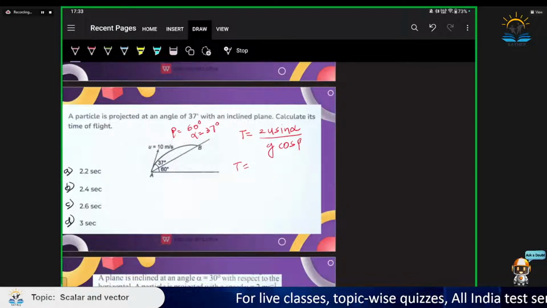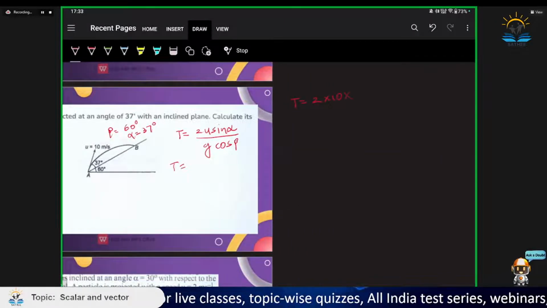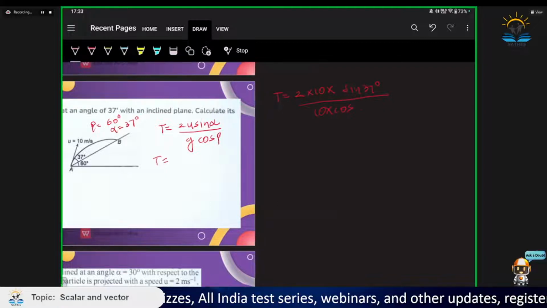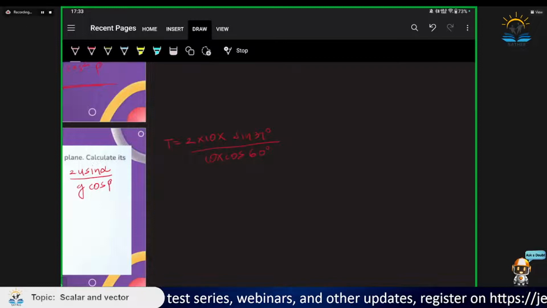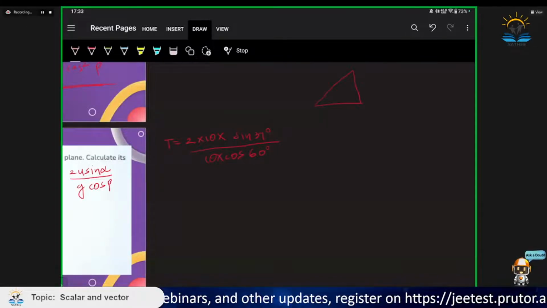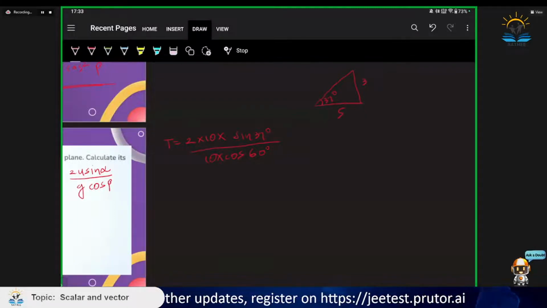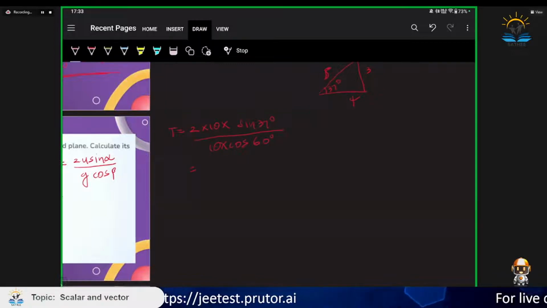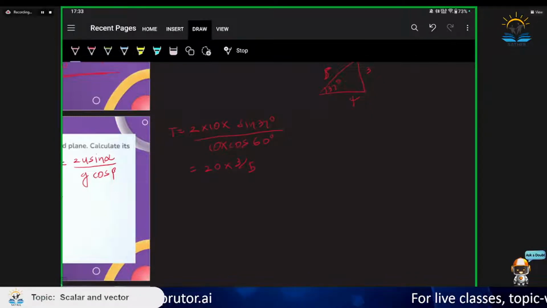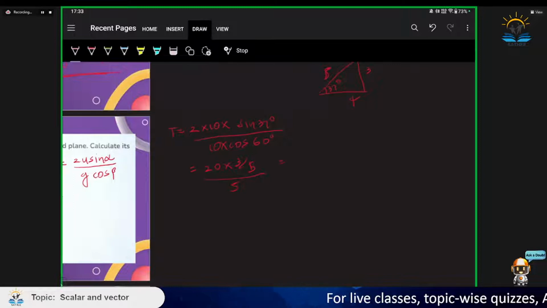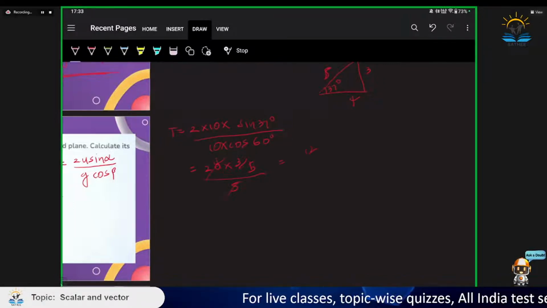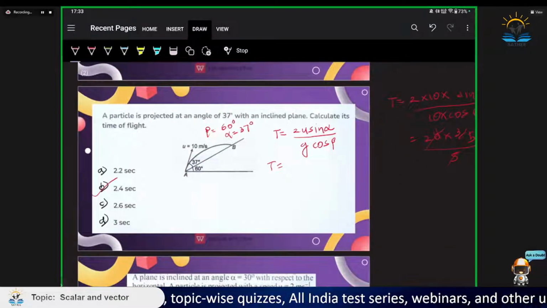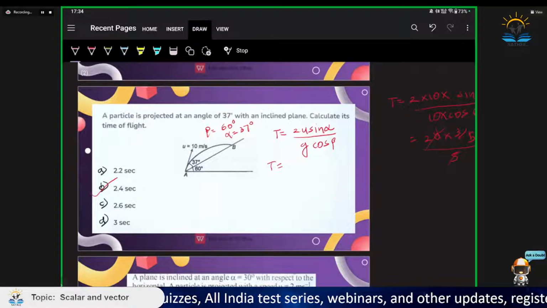So let's directly substitute those values. Time t will be 2 into u, which is 10, sin 37, divided by g, which is 10, cos 60. Cos 60 is 1 by 2. What is sin 37? Sin 37 is 3 by 5, from this triangle: this is 37, this is 3, this is 4, this is 5. So 20 into 3 by 5, divided by 10 into 1 by 2, that is 5. It is 12 by 5, which is 2.4 second. So option B is the correct answer. Just application of the formula with sin alpha and g cos beta.